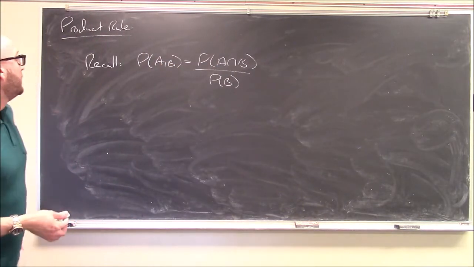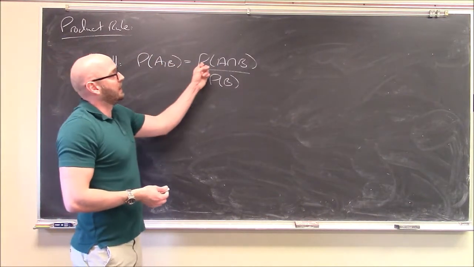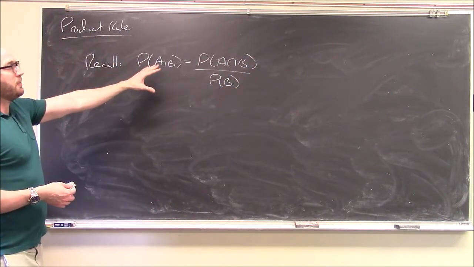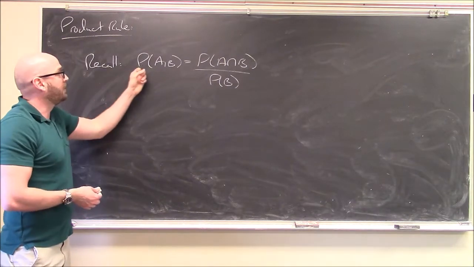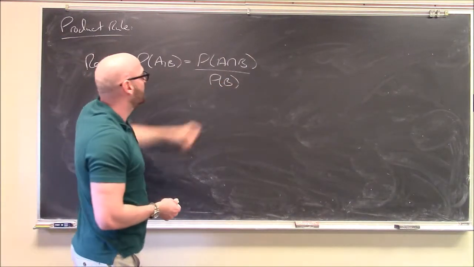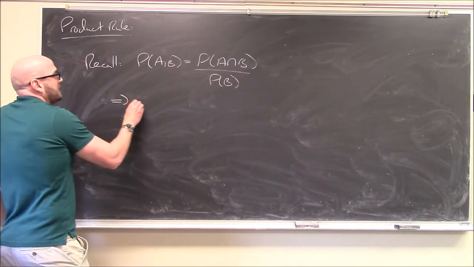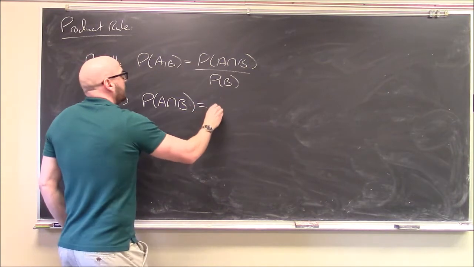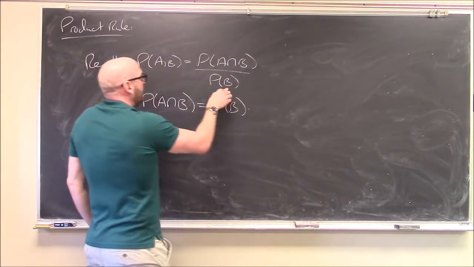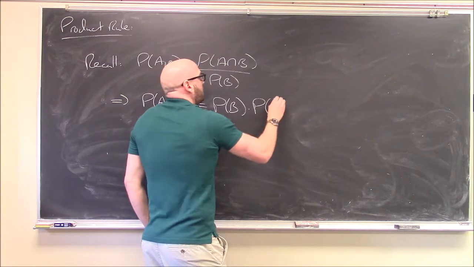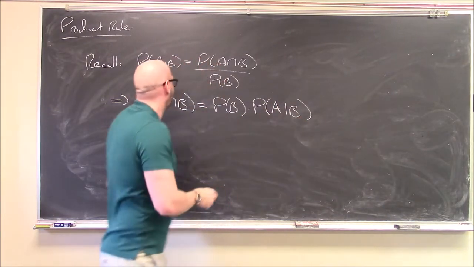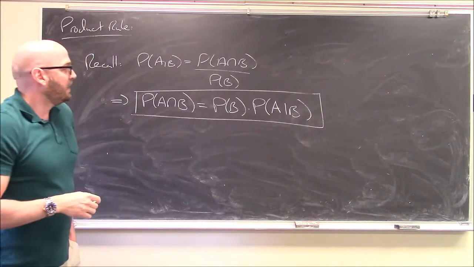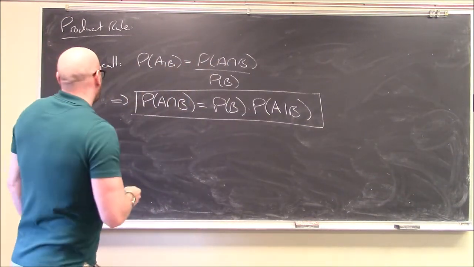So the product rule is a useful way for computing the probability of intersections, and it's just rearranging our formula for conditional probability. So the probability of A given B is the probability of A and B over the probability of B, but if I rearrange this, the probability of A intersect B, or A and B, is just the probability of B times the probability of A given B. And this is what people usually call the product rule.